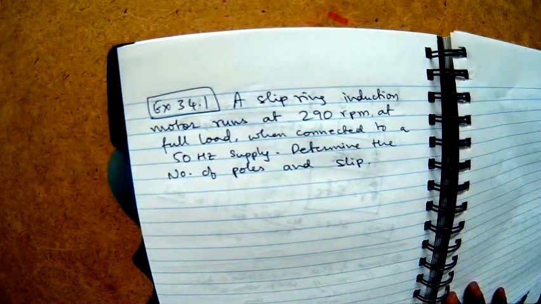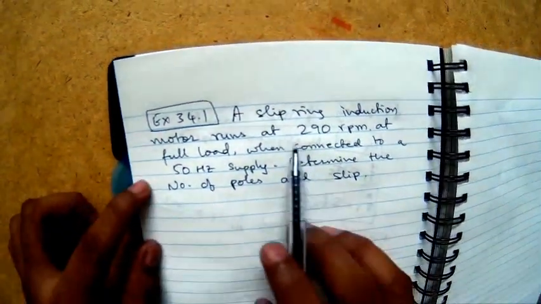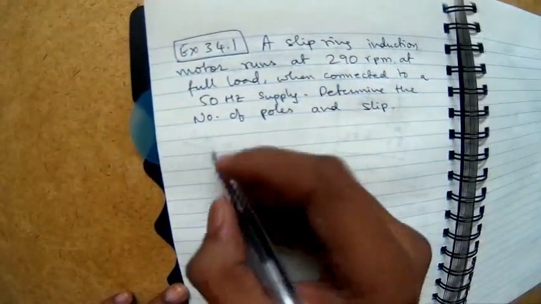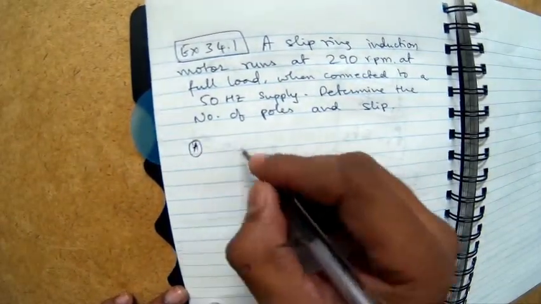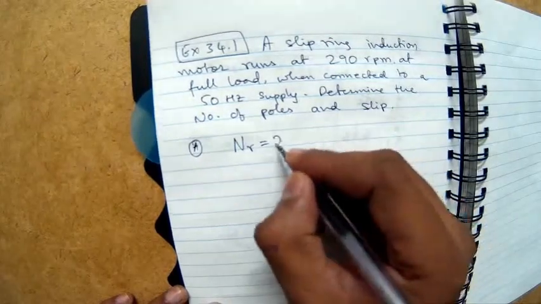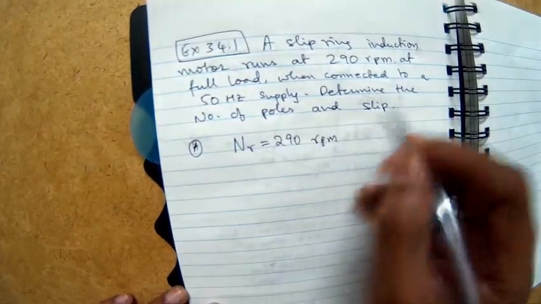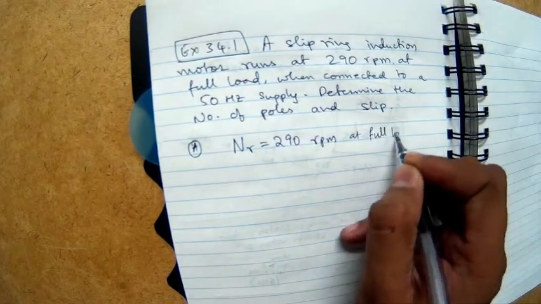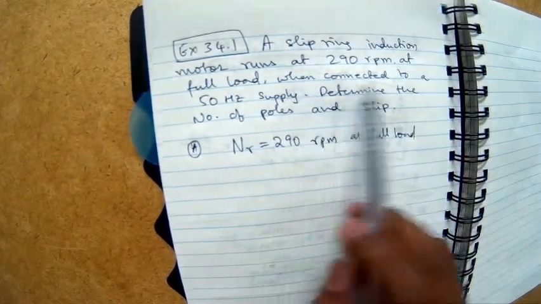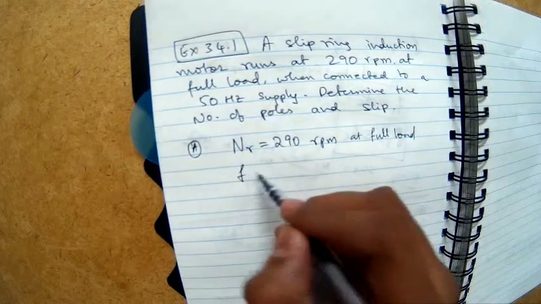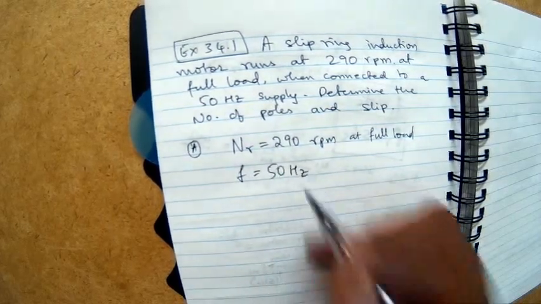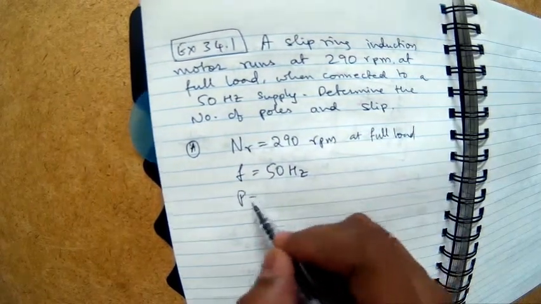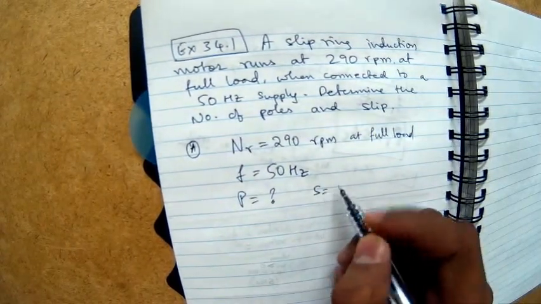Okay, a slip ring induction motor runs at 290 rpm. So this 290 rpm is obviously the speed of the rotor. So I am writing straight away NR is 290 rpm at full load. When connected to a 50 Hz supply, so my F is 50 Hz. Determine the number of poles and slip. So I have to find what is P and what is S.